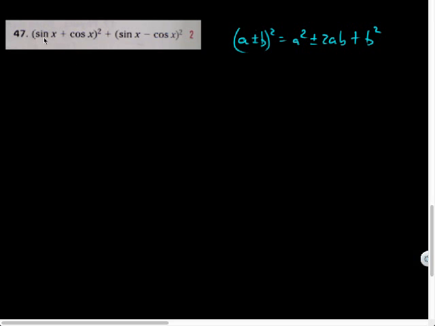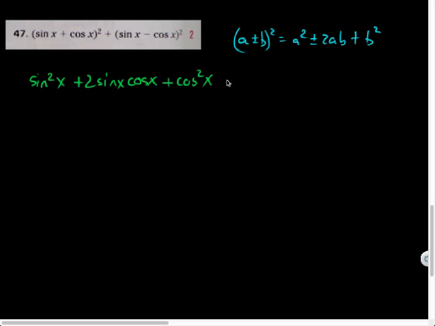In this case, a is sine x and b is cosine x, and I'm going to expand it to a squared plus 2ab plus b squared. So sine x squared would be sine squared x plus 2 times sin x times cos x, plus cosine squared x. So that's the first part expanded using this pattern. And this pattern is from back in the days of Algebra 2 or Math 3, whichever you called it.